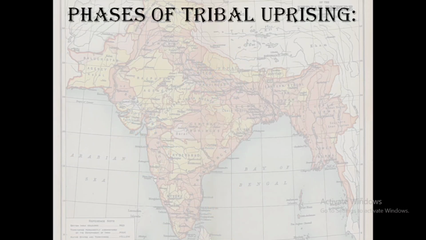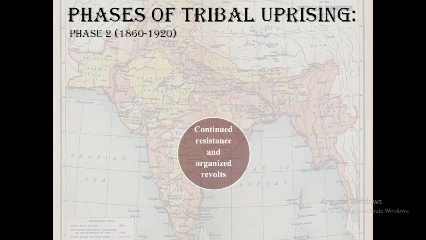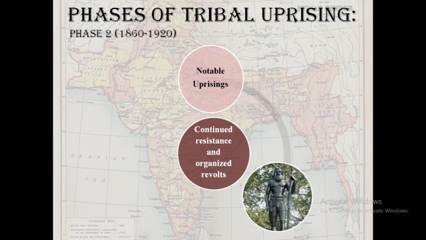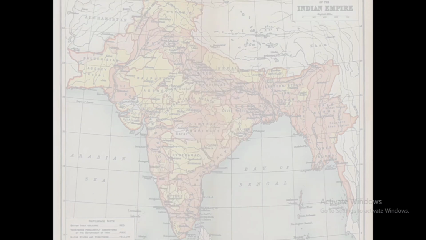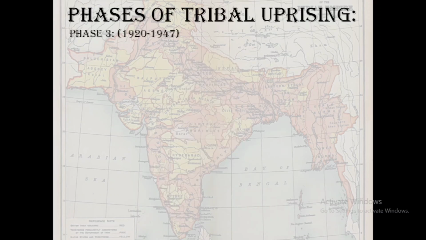Continued resistance and organized revolts resulted in phase 2, which lasted from 1860 to 1920. Some of the notable uprisings of this phase were the Koya Rebellion, which had multiple phases. Another major uprising during this period was the Munda Uprising, led by Birsa Munda, also called Ulgulan. Birsa Munda asked people to stop paying rents and taxes, and also became a religious leader of his people. Mass movements and nationalist involvement resulted in phase 3.